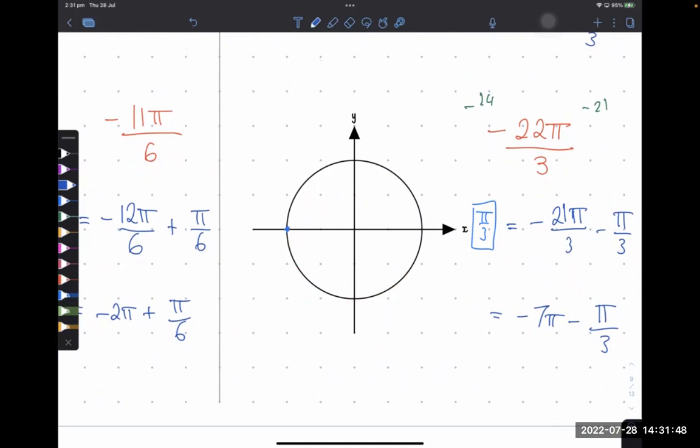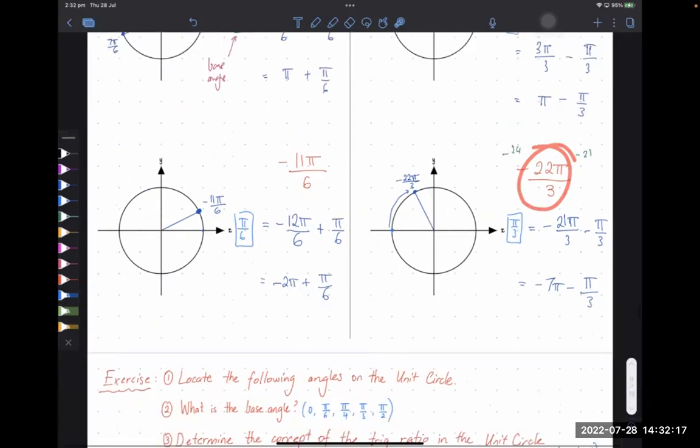Is that a big amount or a small amount? Big, thank you. Because we're only splitting it up into 3 pieces. So there we are. That's our location for negative 22 pi over 3. Essentially, all we're doing is basically dancing around the circle. Whenever we're finding these angles here, we're just dancing or running around the circle.